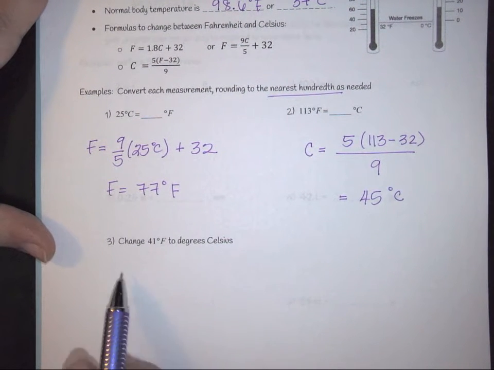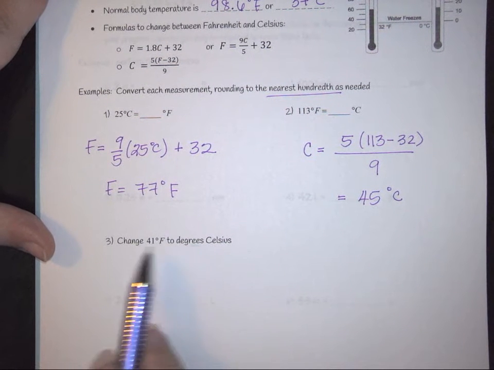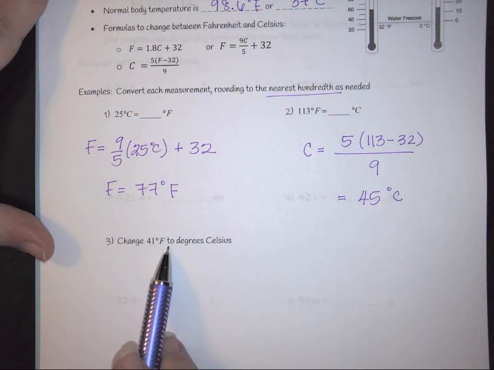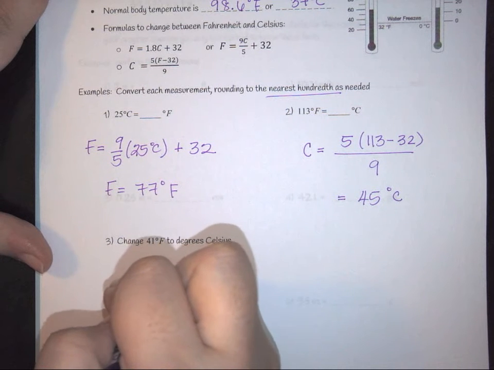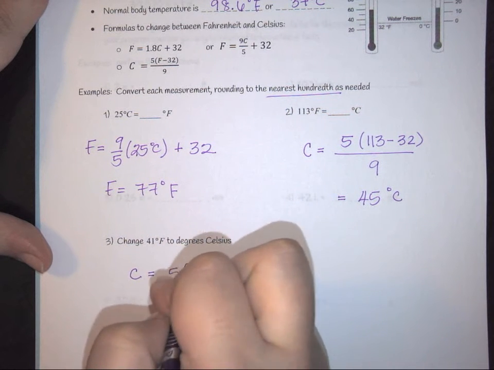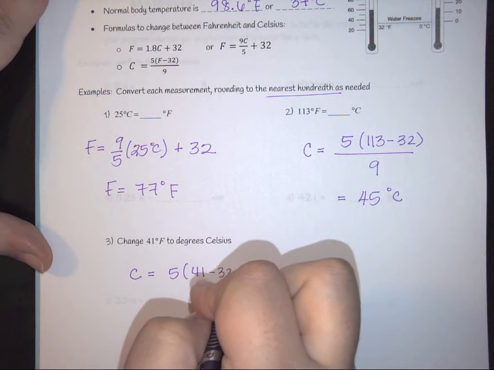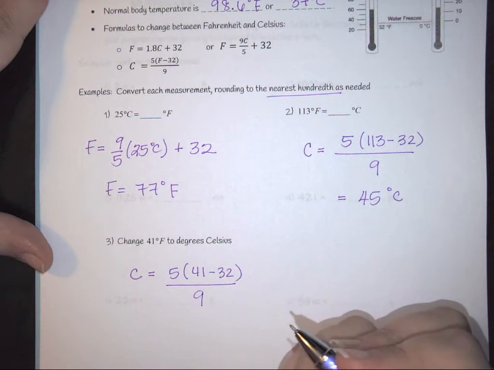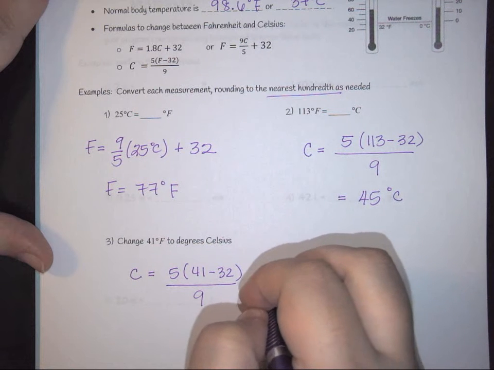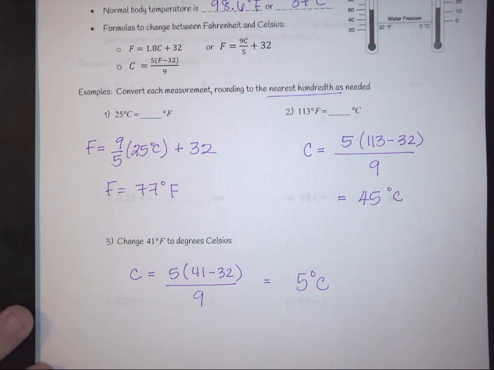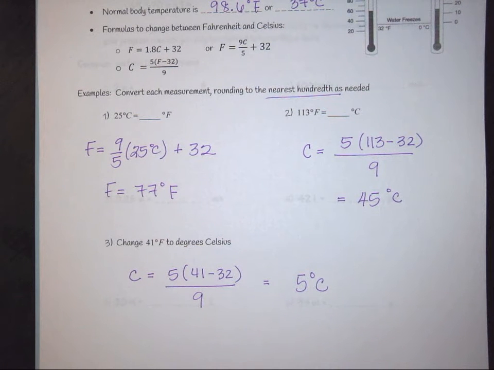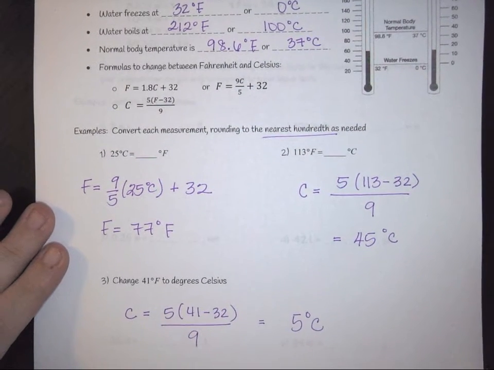Now, the other way that you can see this is written as a sentence. Here it says we want to change 41 degrees Fahrenheit to degrees Celsius. So again, Celsius is going to be 5 times the 41 minus 32, all over 9. And this is going to give me 5 degrees Celsius. So the biggest thing you have to remember here is which formula you're using in order to change from which degree temperature.